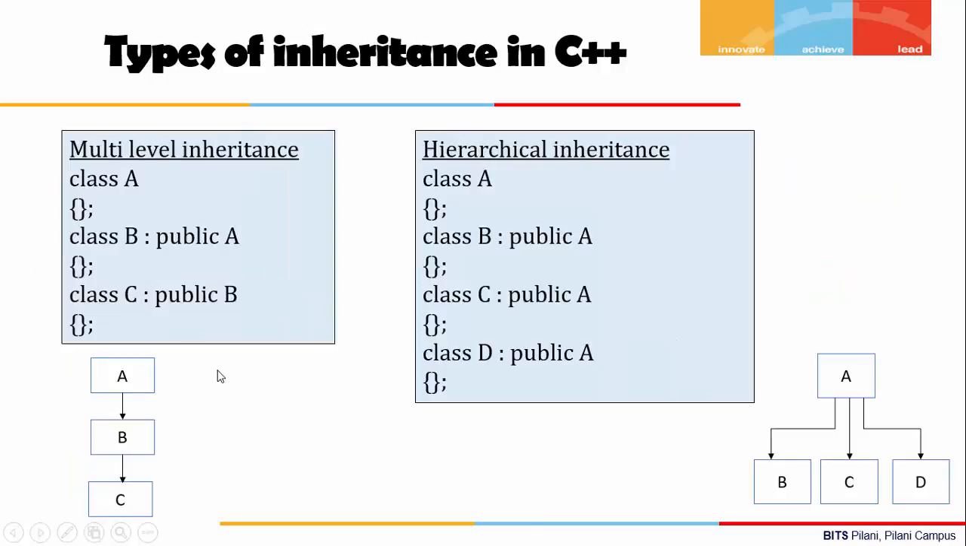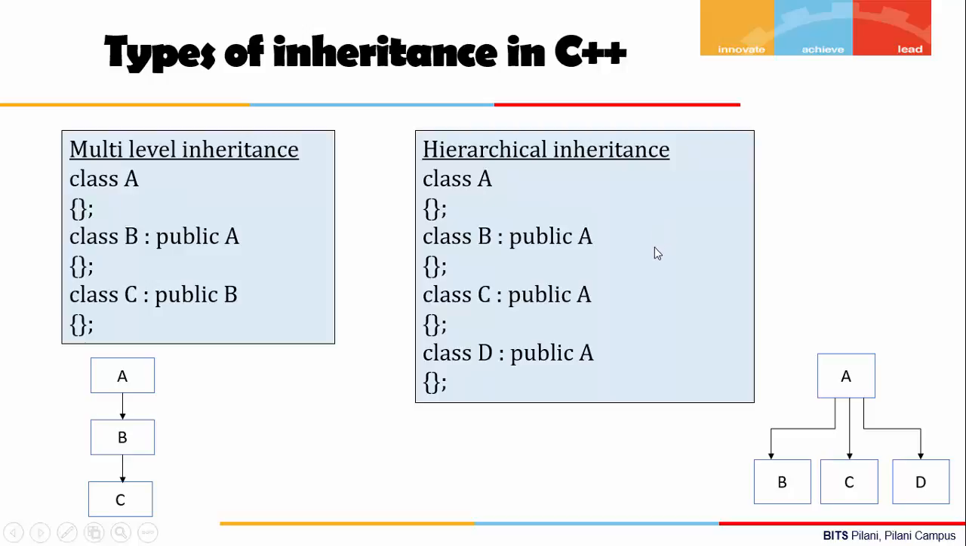Then we have multi-level inheritance. It is the inheritance hierarchy wherein a derived class acts as a base class for other classes. So B is derived from A and C is derived from B. So this is the derived class for A but base class for C. So there will be a chain of inheritance, with a class derived from only one parent having only one child class.